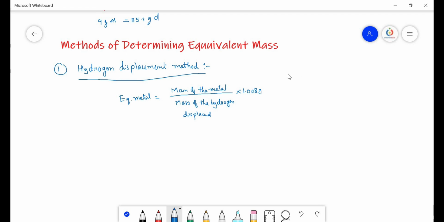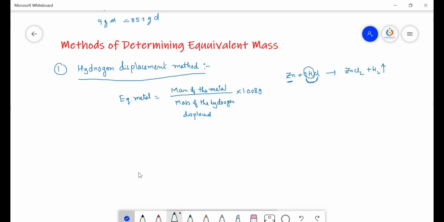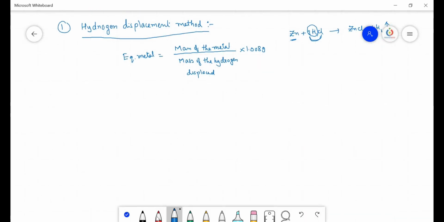Generally this method is helpful in reactions in which a metal replaces the hydrogen from acids. For example, if you take zinc and subject it to HCl, it reacts with the HCl and forms ZnCl2, so zinc takes both of these chlorines and replaces the hydrogen. So hydrogen has been replaced. In such reactions, where a metal replaces the hydrogen from the acid, this method is helpful. Let's take an example.